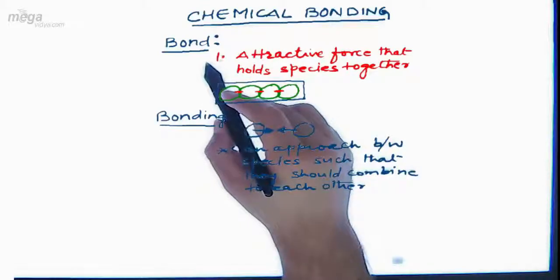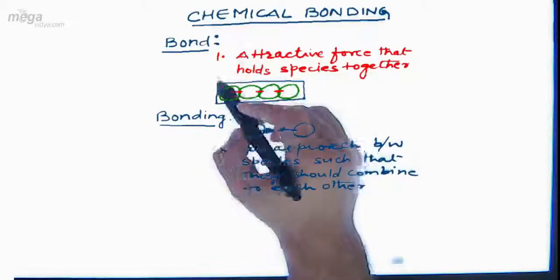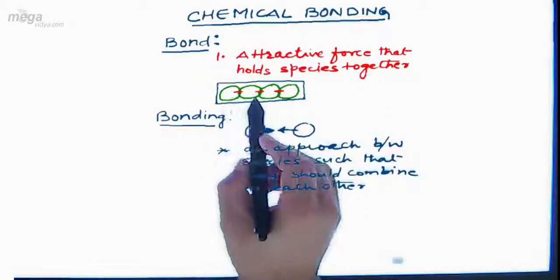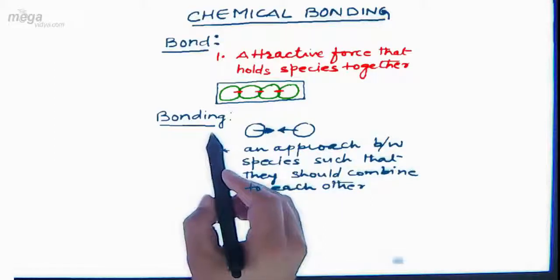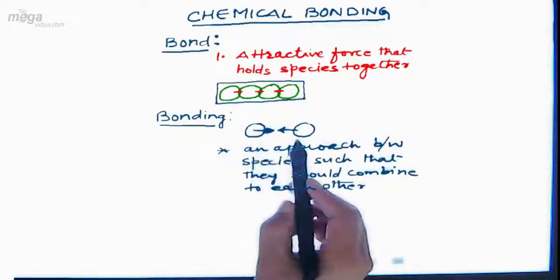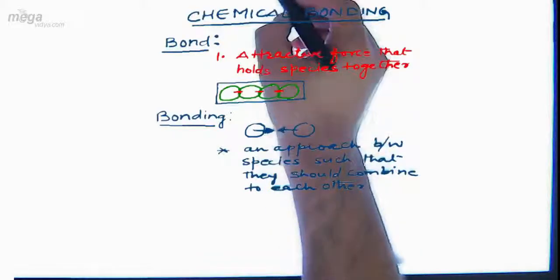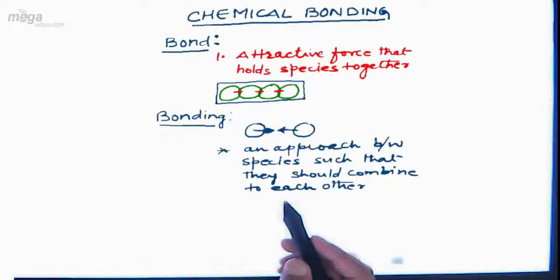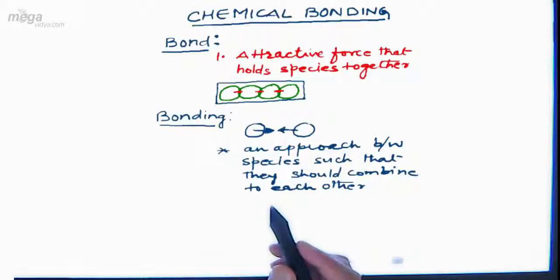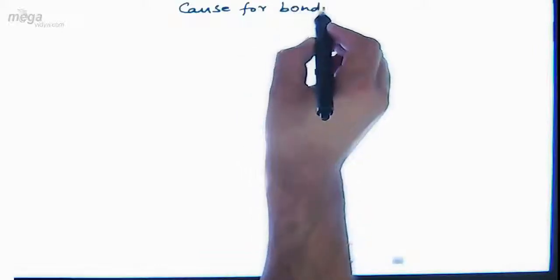So in chemical bonding we have the word bonding. In bond we talked about a force which bonds the species together. Second, we had the word bonding which represents the approach between the species after which they combine to each other. Now moving ahead, a question comes: why do the species undergo bonding? That means why do the species try to combine to each other? So the question is the cause for bonding. Why are species required to undergo bonding?